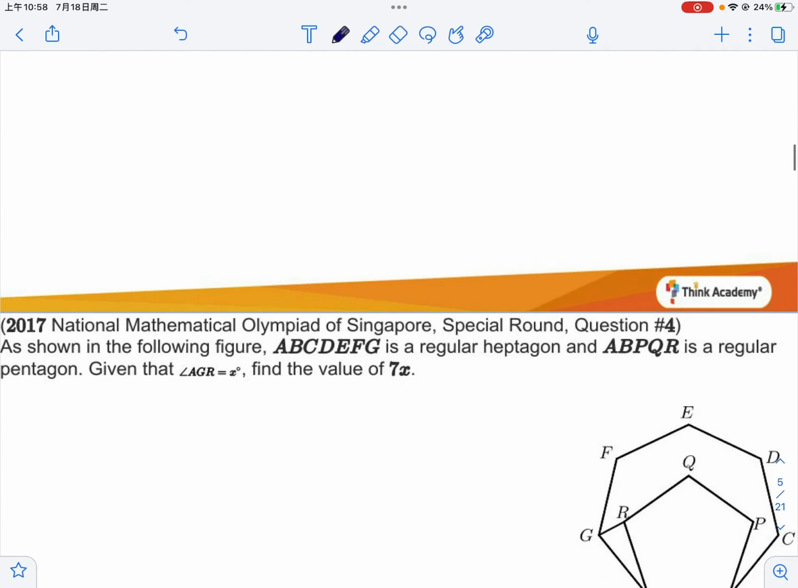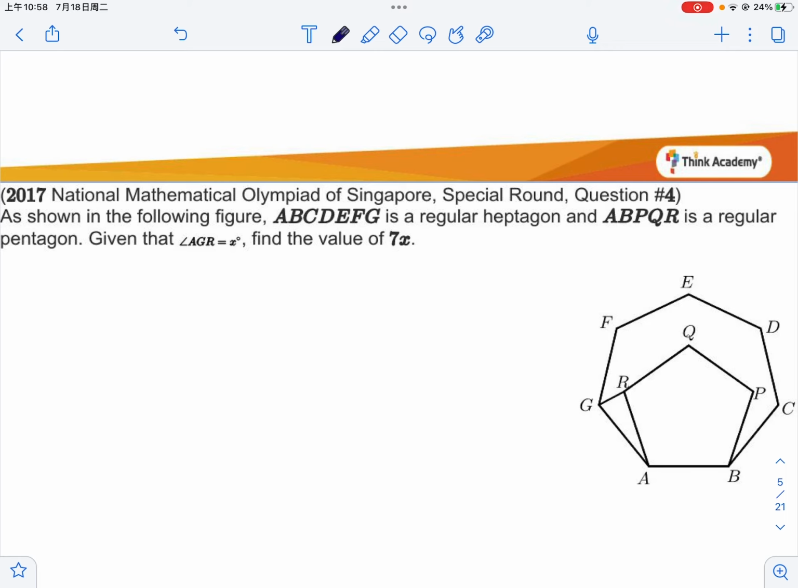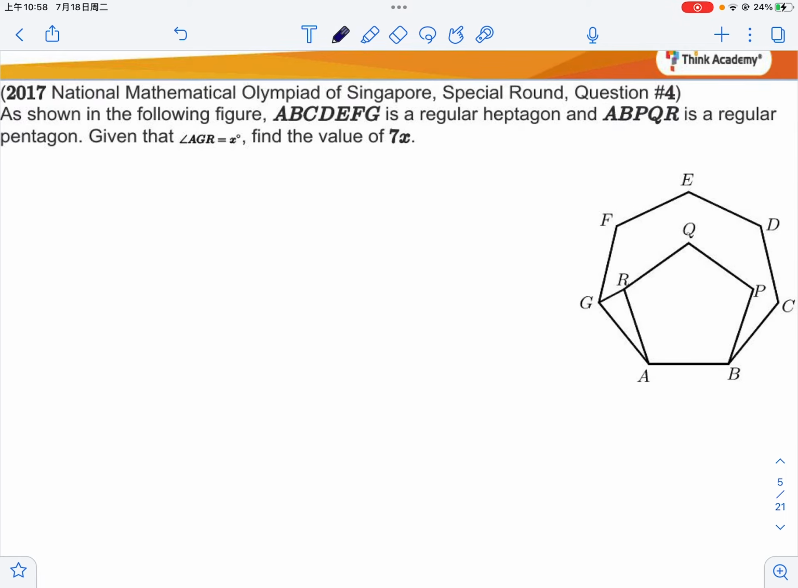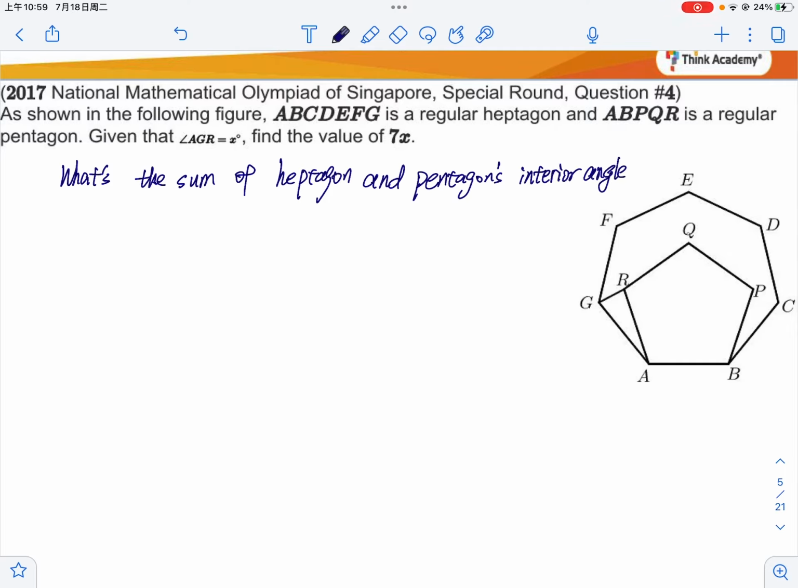Right? Okay, so let's move to question 4. In question 4, you should find out the sum of the heptagon and pentagon interior angles. This is very important, so you should always know the formula: n minus 2, where n is how many sides we have, times 180 degrees.